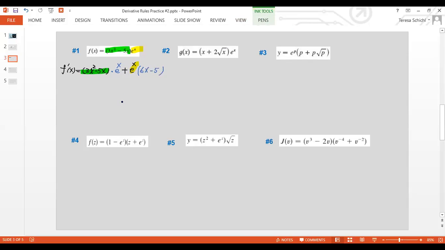That's right. So that's the product rule: you hold one still, take the derivative of the other, then hold the other one still, and take the derivative of the first one.